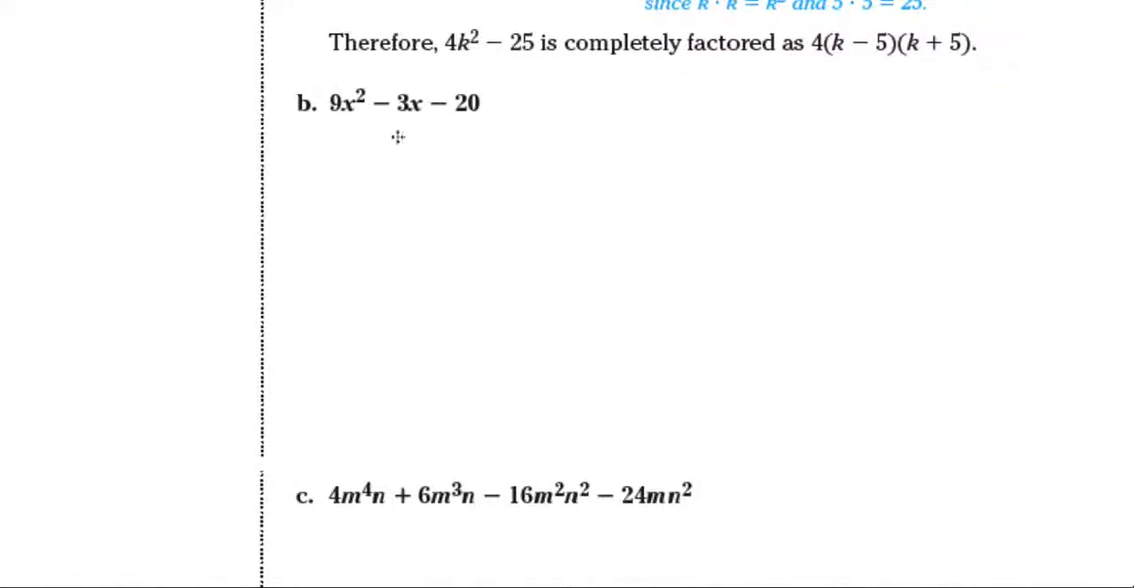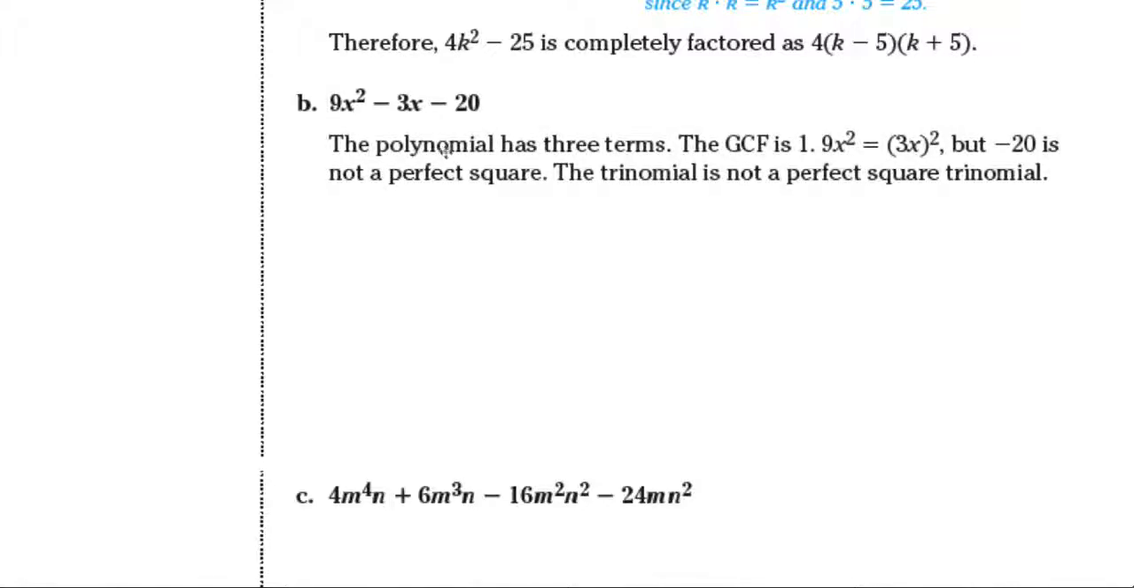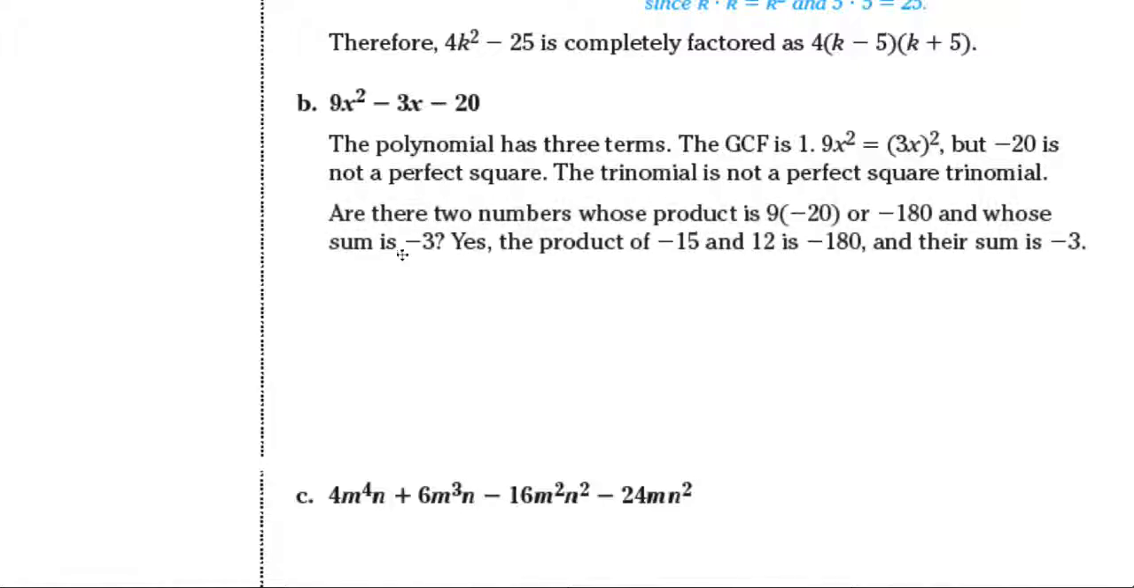Let's take a look at B. 9x squared minus 3x minus 20. Okay? The GCF is 1, so therefore we cannot factor out our GCF of 1. And this is not a perfect square, since 20 is not a perfect square, and that negative sign prohibits it. That's not part of our pattern for a perfect square. That's already out, so the trinomial is not a perfect square. So we're left with the power of x.